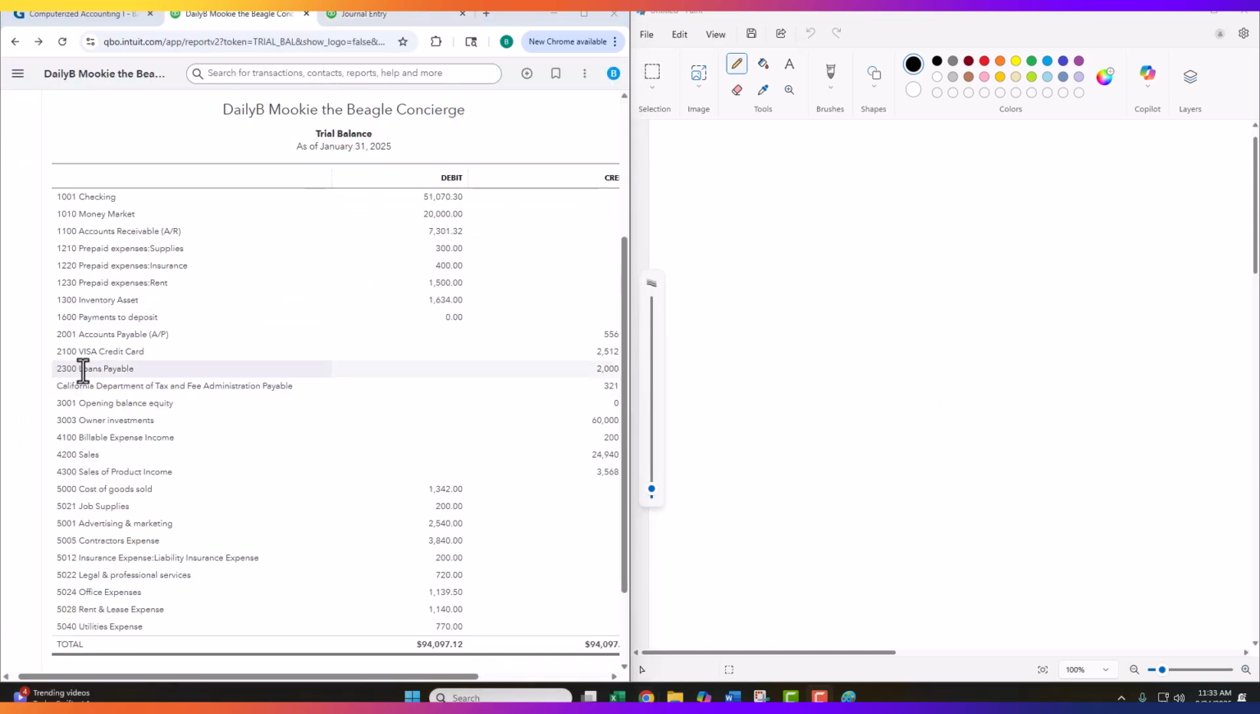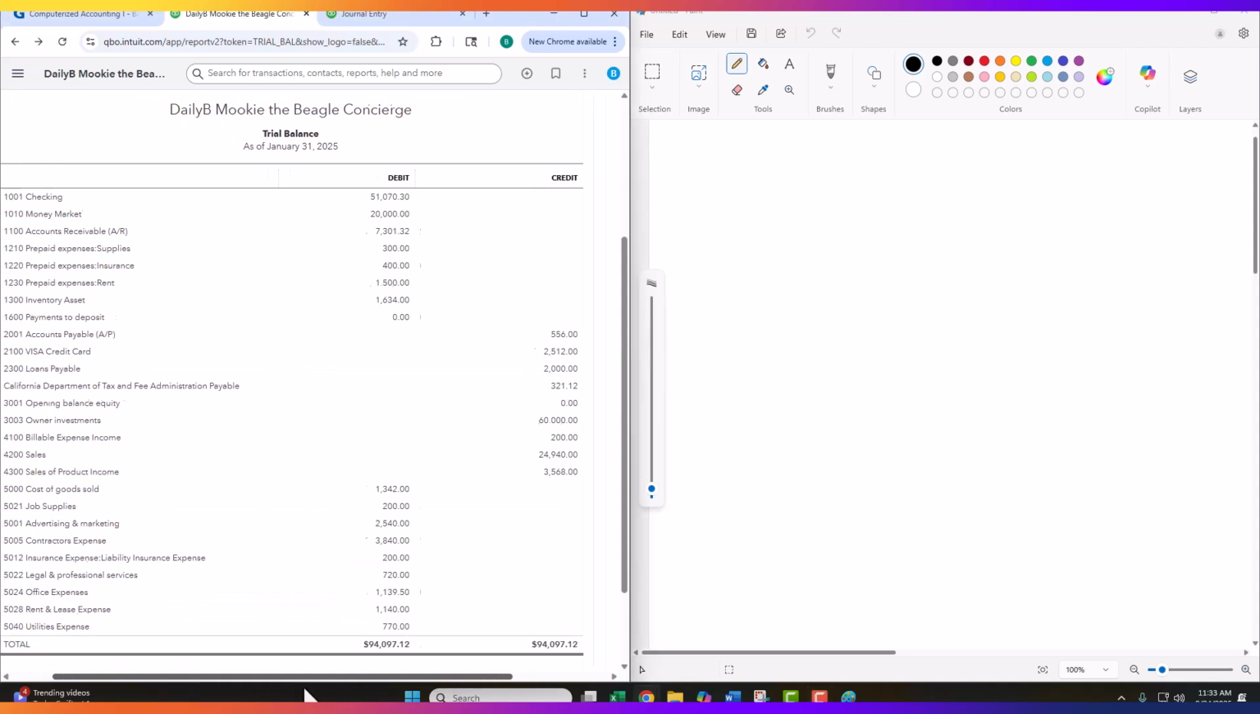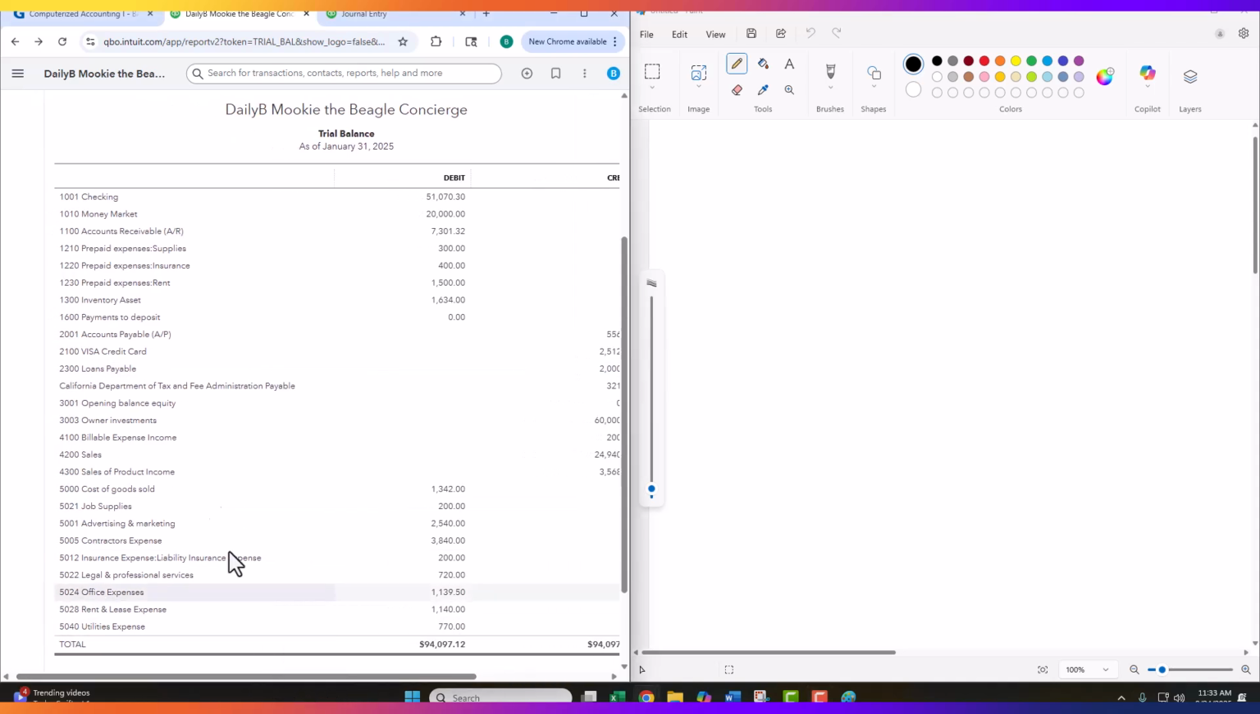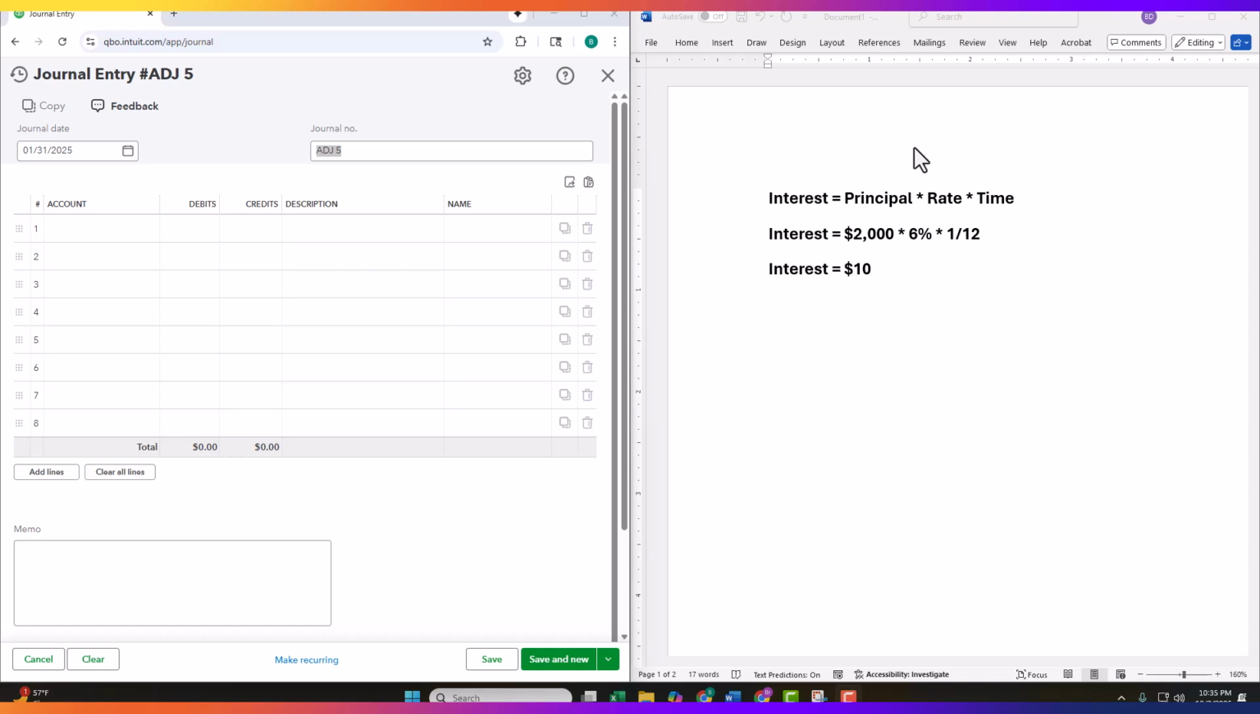So the next adjusting entry relates to this 2,300 loans payable account. If you remember earlier in the class, the owner of the business made a loan to the business, and there was supposed to be interest that was being charged. And per the textbook in section EM 9.5, it says interest has been charged, but it has not been recorded or paid yet. So the way that we calculate interest is by using this formula.